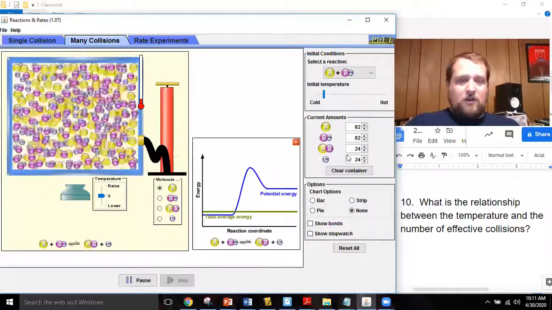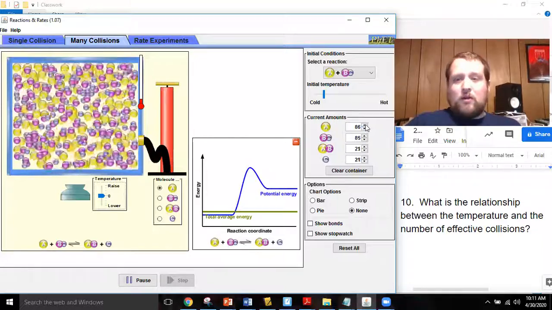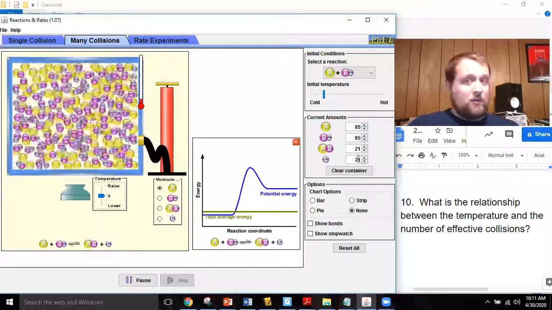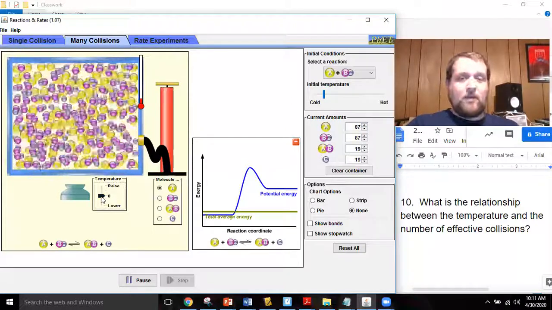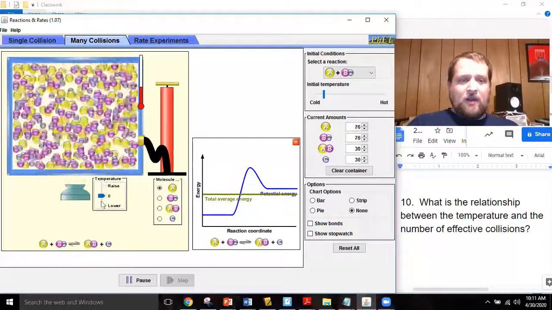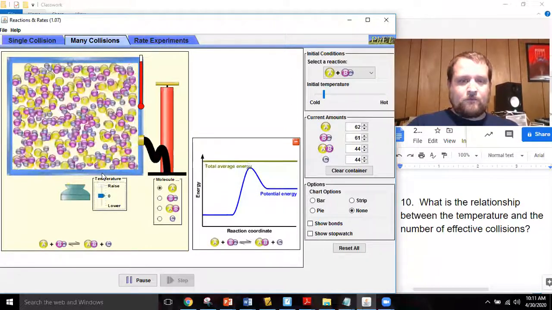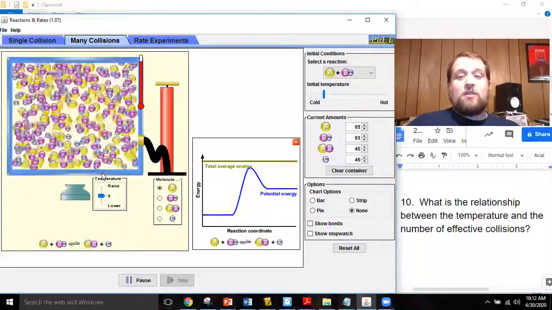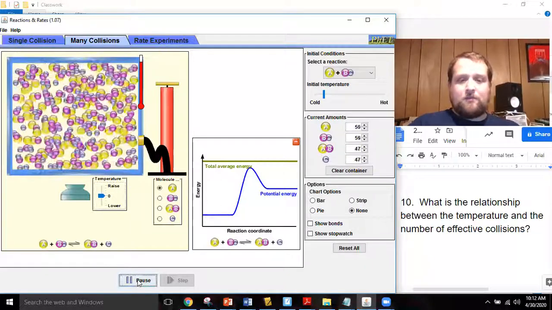So you can look over here, but that's kind of crazy. I'd look over here at the numbers, look at how fast the reaction is happening, how often these numbers are changing. That tells you how many effective collisions are happening, and watch what happens as I increase the temperature. So that's about halfway, and now all the way. So as the temperature increases, what happens to the number of effective collisions?